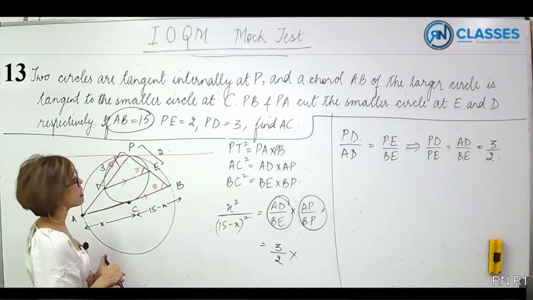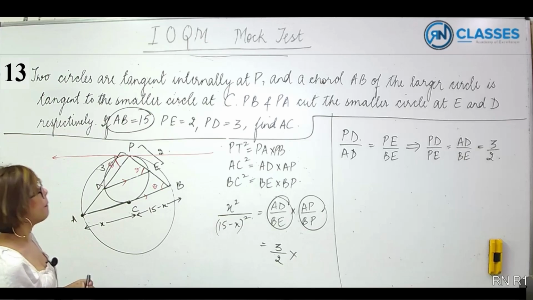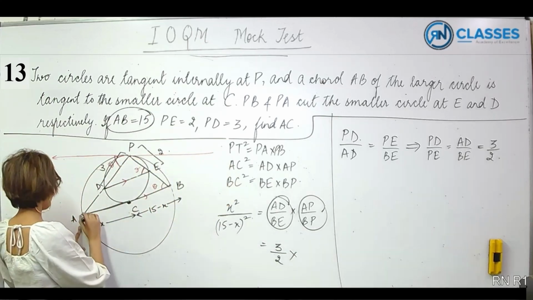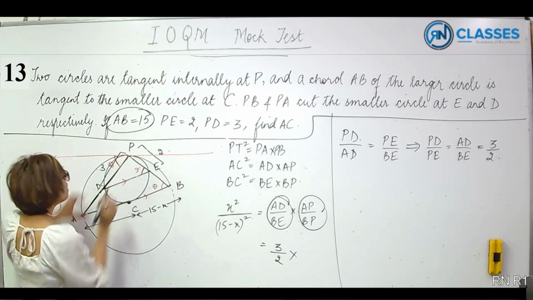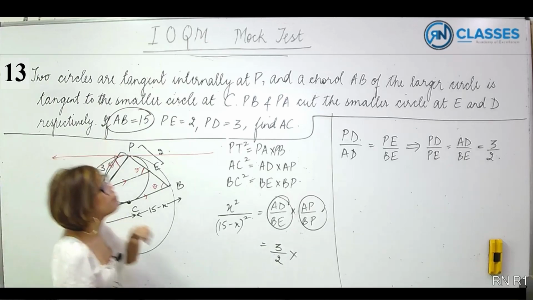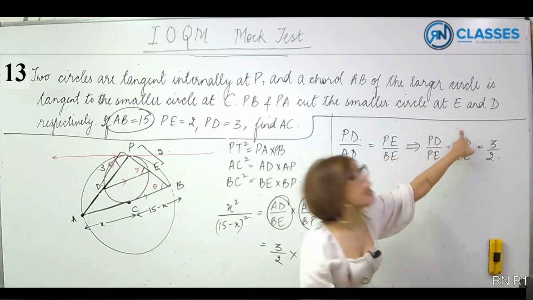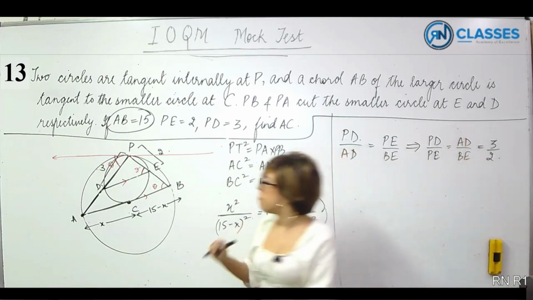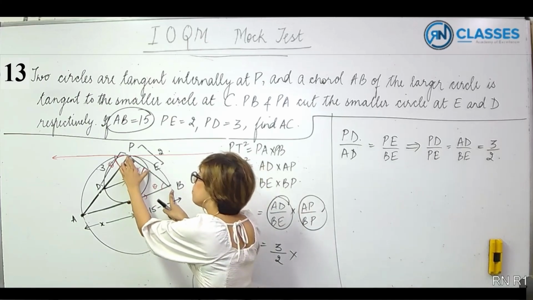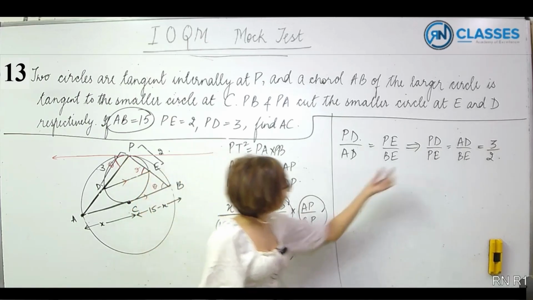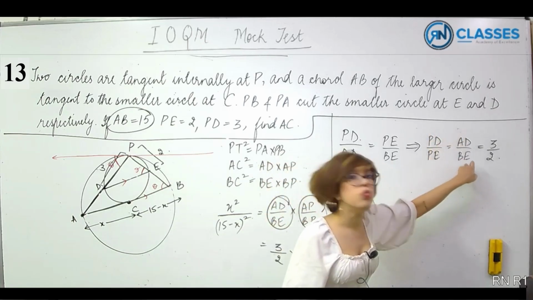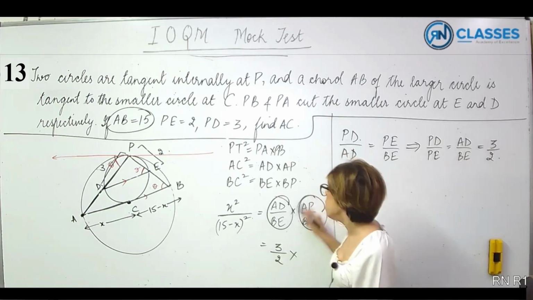Interesting. AP by BP. Mind it, AP. How have I got AP? By adding this portion and this portion, PD and AD. If I add the two, I'll get the bigger portion. Also, I want BP along with AP. So, for BP, I need PE plus BE. If I add these two and add these two, I'll get the required ratio.